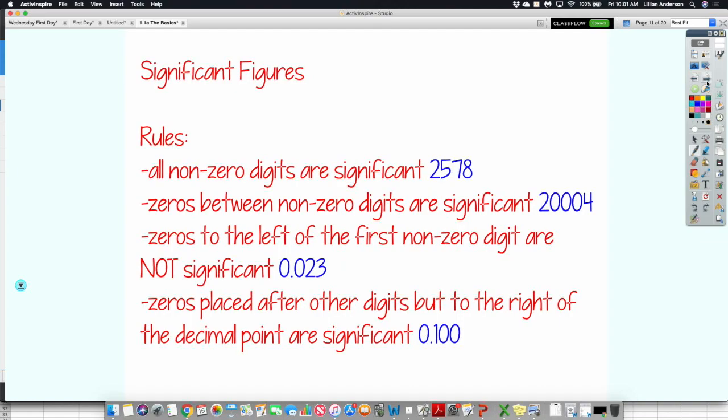The third rule, zeros to the left of the first non-zero digit are not significant. Okay? So if a number starts with a 0 and continues to have zeros after the decimal place, all of those zeros are not significant. The count for significant figures starts with your first non-zero number. So this example of 0.023, that is two significant figures. 2 is the first significant figure, and 3 is the second significant figure. Okay?